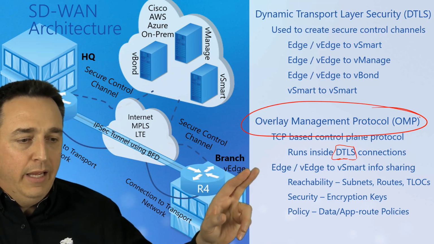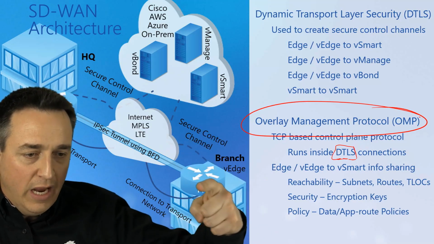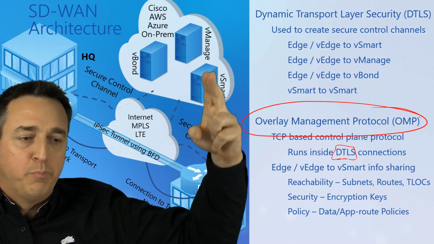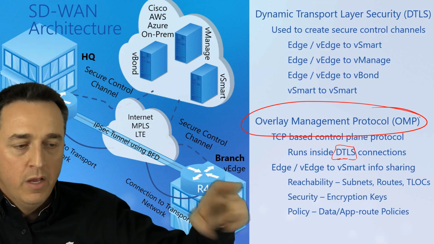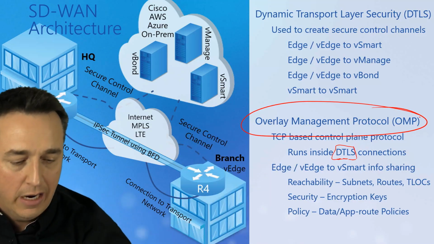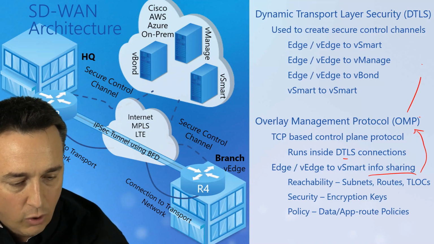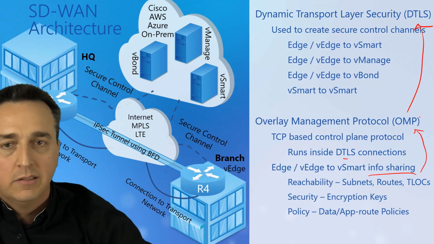So now with OMP, this is about sharing the information that we need between the brains and the forwarders. So edge or vEdge devices to vSmart for information sharing. Remember that for the exam. How do we share information? OMP. How is OMP protected? With DTLS.